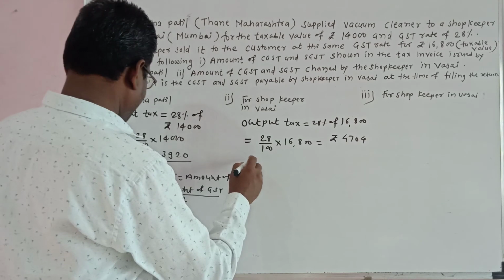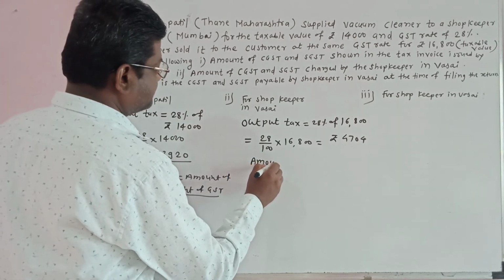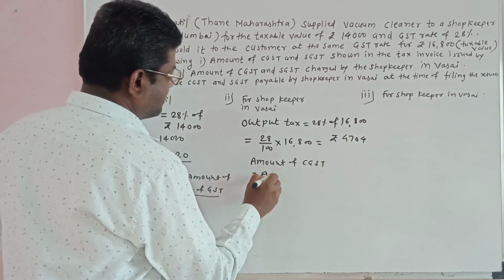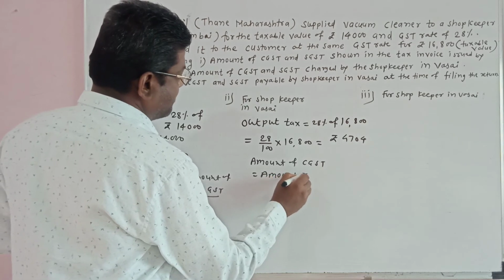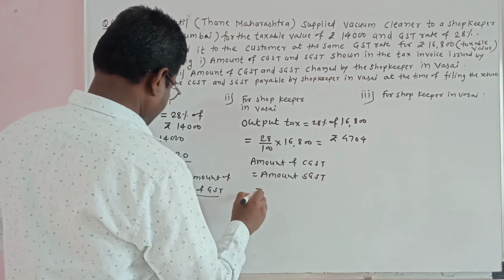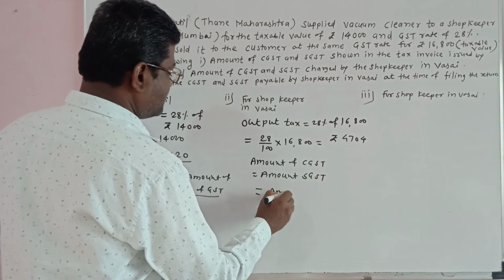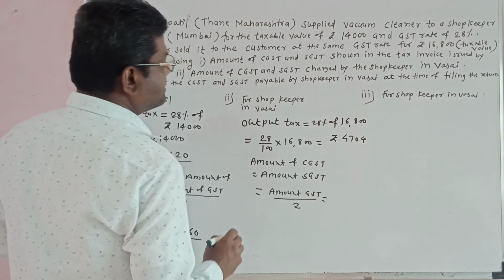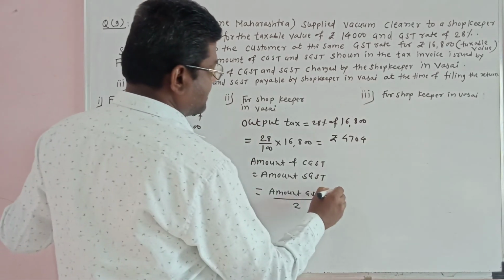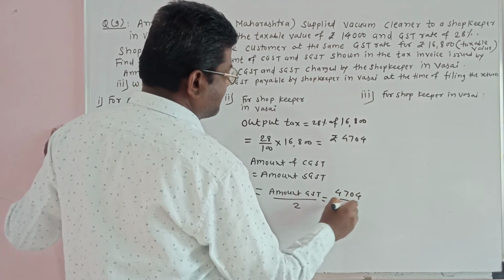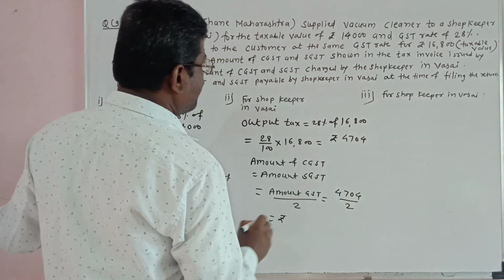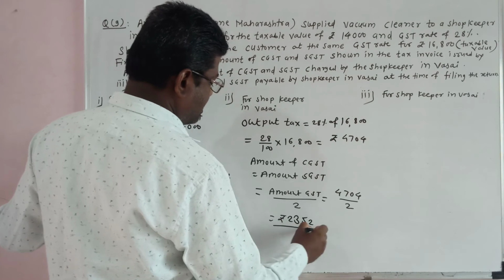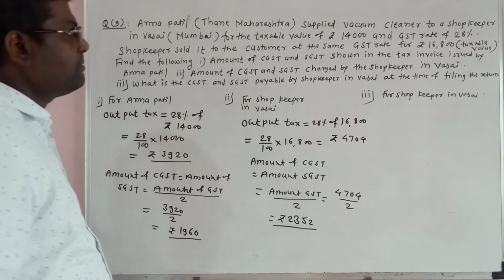Now we have to write the amount of CGST. Amount of CGST is equal to amount of SGST is equal to amount of GST upon 2. Here we take GST as output tax. Therefore it will be 4,704 upon 2, and its value will be rupees 2,352.